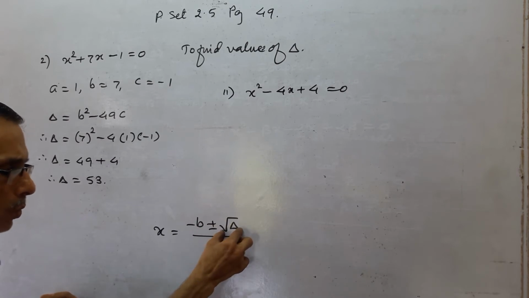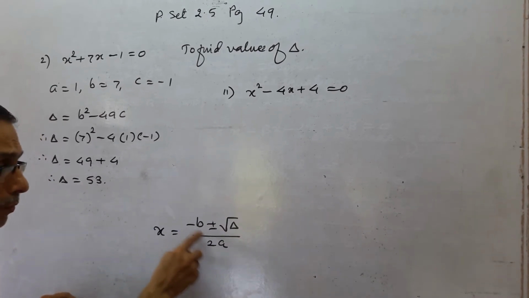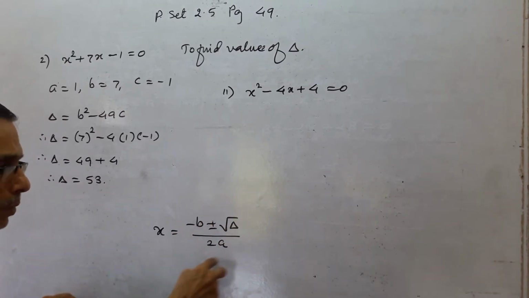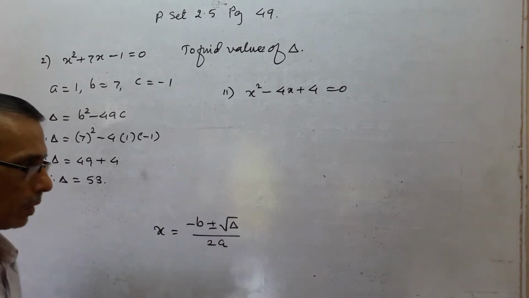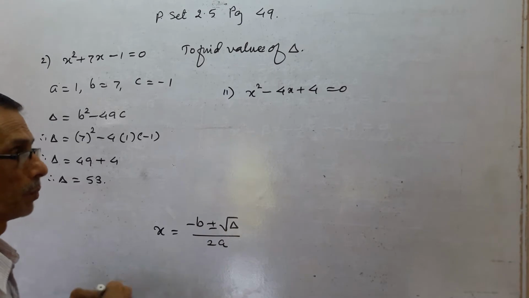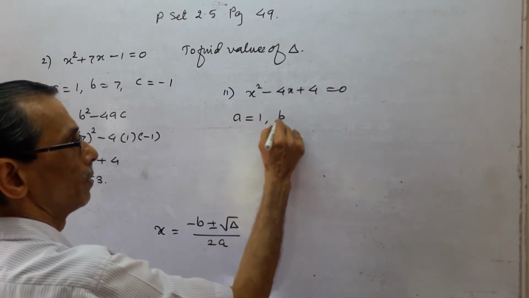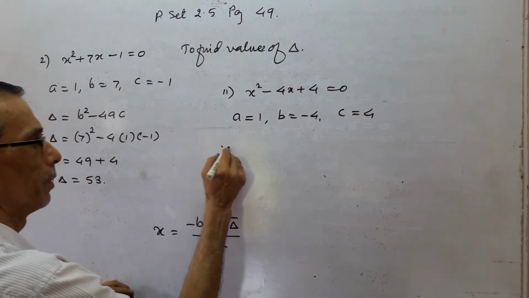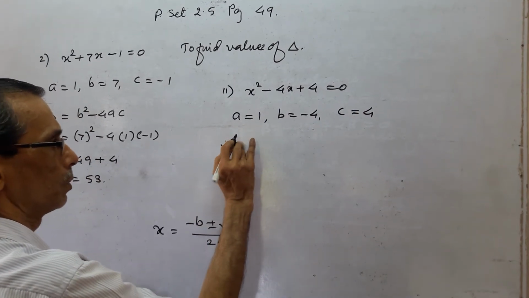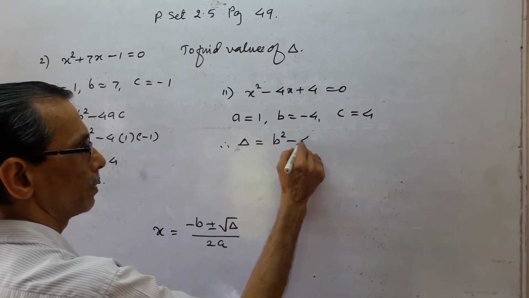If delta is 0, then this will become 0, and that's why we get only one root. And whenever we have only one root, it is a perfect square expression. Now let's see here. If the expression is a perfect square, then we will get the value of delta 0. So let's once again write: a is equal to 1, b is equal to minus 4, c is equal to 4, and therefore delta is equal to b square minus 4ac.